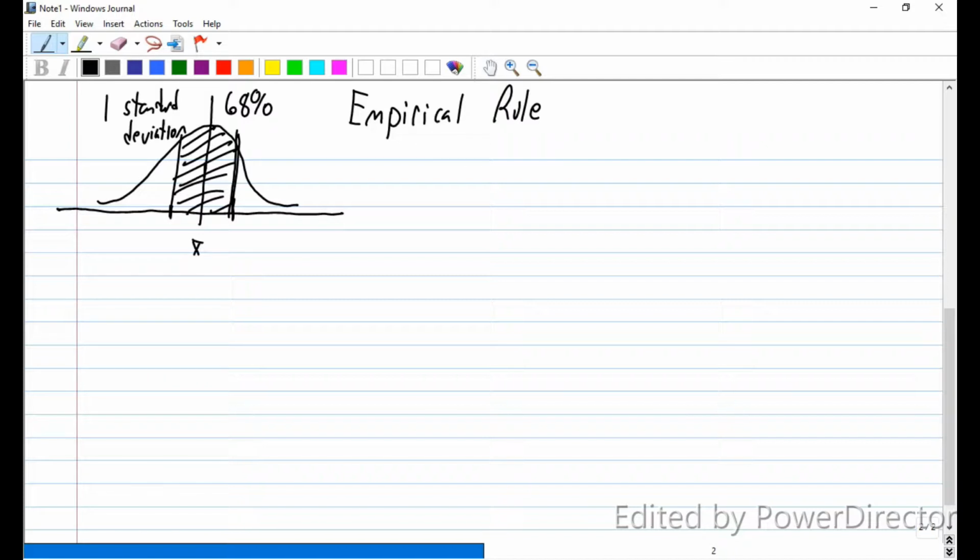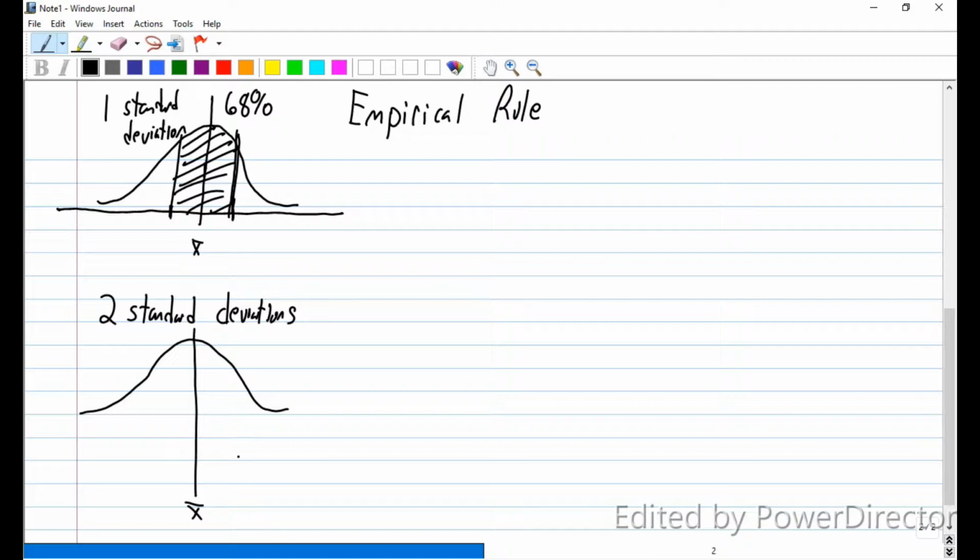The empirical rule says that you will have 95% within 2 standard deviations. So if you have your bell-shaped curve and the mean is right here in the middle, and we go over to the right 2 standard deviations, and over to the left 2 standard deviations, then the amount of data in between would be 95%.